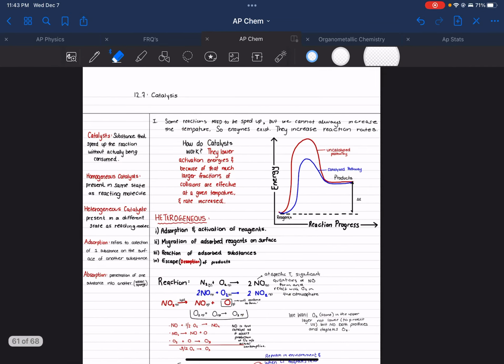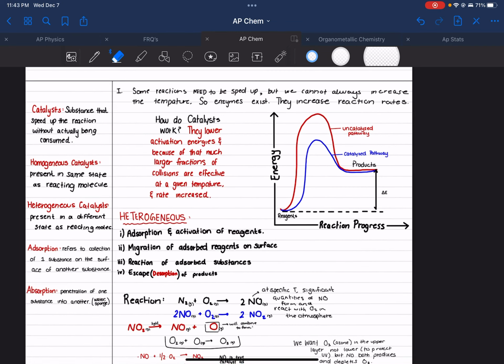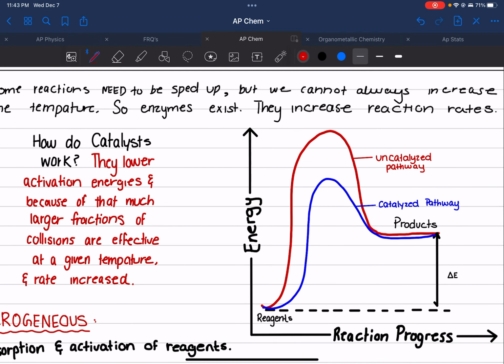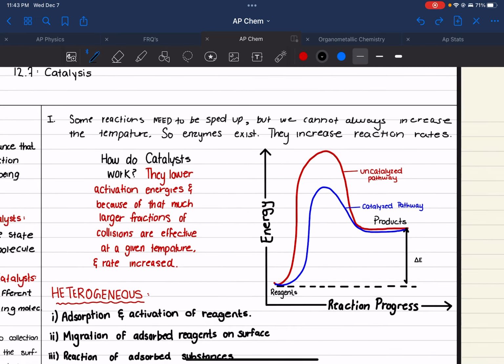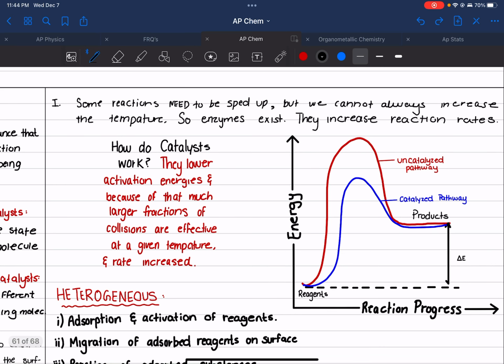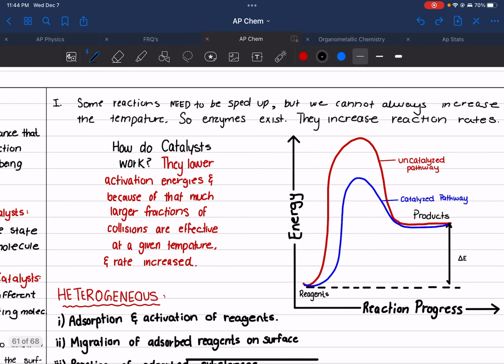This is homework, so I'm going to sort of skip through this. Okay, here are catalysts. This is a representation on an energy curve of what catalysts do. You can see that obviously it's still the same reaction, it's just speeding up. Some reactions need to be sped up, but they can't always increase the temperature because of safety, money, energy, everything. So they use enzymes. If you're good in biology, you know this, but this is not biology. Whatever. Catalysts work by lowering activation energies, and you can also observe this on the curve.